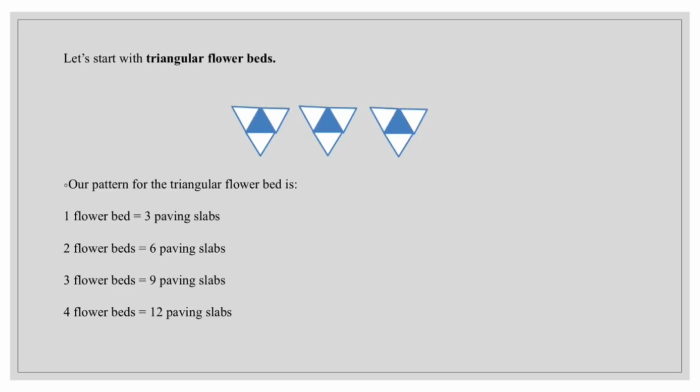So, mapapansin natin yung figure natin. Every flower bed, meron siyang tatlong paving slabs. Kapag dalawa na yung flower beds niya, may 6 paving slabs na siya. At kapag tatlong flower beds, may 9 paving slabs. And 4 flower beds, meron siyang 12 paving slabs. And so on and so forth.